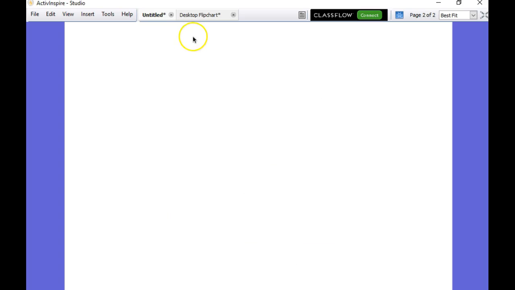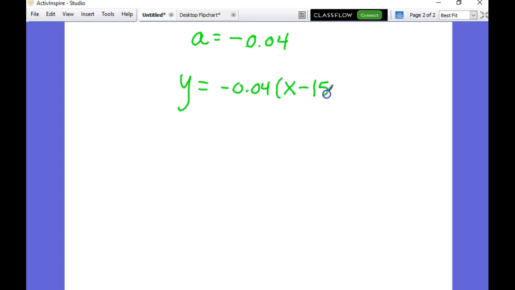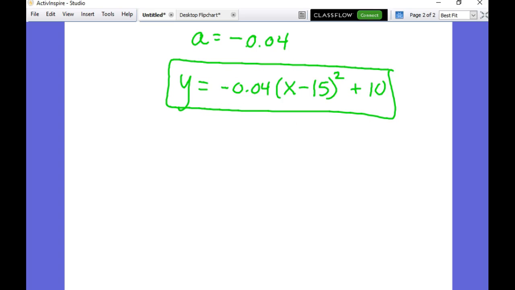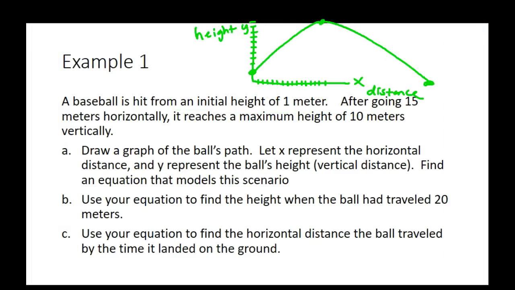So let's write this down now. That means A equals negative 0.04. Okay? We're almost there. Here we go. Y is equal to A. What's my A value? Negative 0.04 times X minus H. What's my H? 15. And my K. 10. This equation is the equation of that parabola. Okay? So that was a long process, so I'll review it with you.